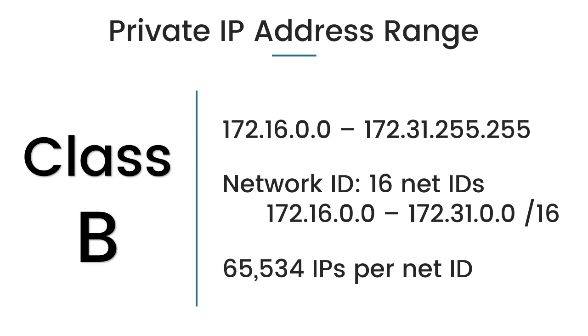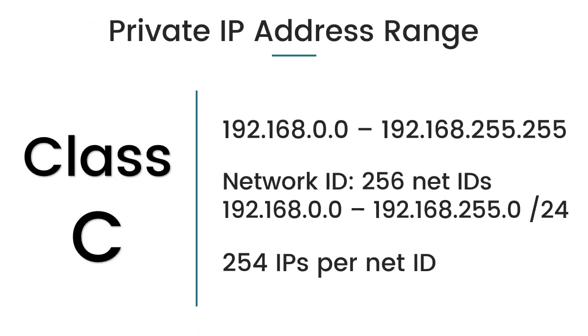Each network ID has the last 2 octets for host ID, so I have 16 bits for host ID. Therefore, each one of these network IDs will give me 65,534 IPs. So to summarize, the range here is from 172.16 to 172.31. I have 16 network IDs, each of which giving me 65,534 IPs.